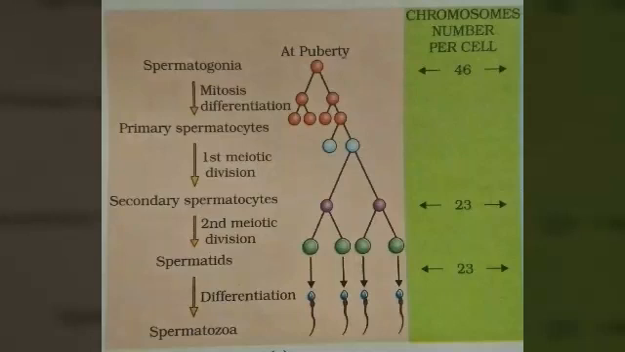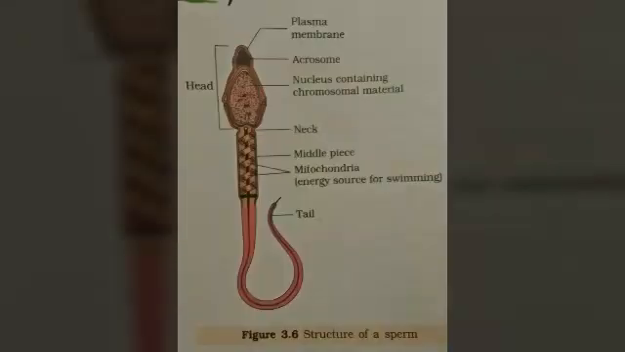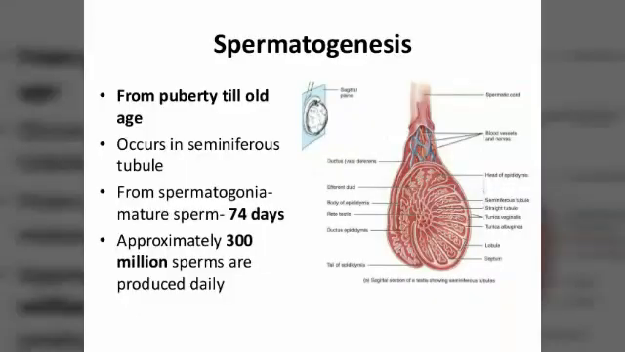Spermatogonia produce the primary spermatocyte through mitosis, then it converts into secondary spermatocyte, and the secondary spermatocyte after the second meiotic division converts into spermatids, and through differentiation they develop into spermatozoa. This is the diagram of a sperm. The sperm has different parts like plasma membrane, acrosome, head region, neck, and the tail region including the middle piece.